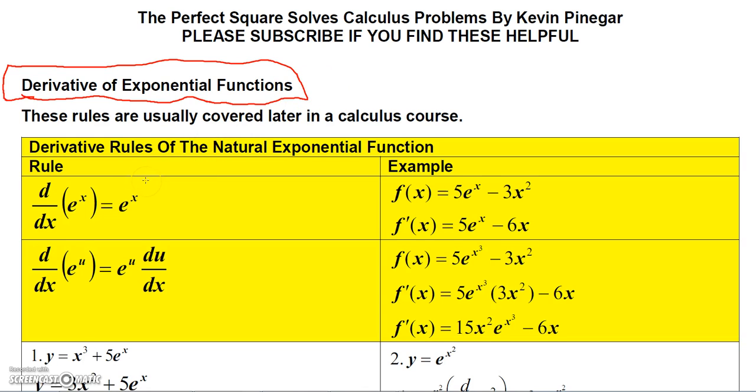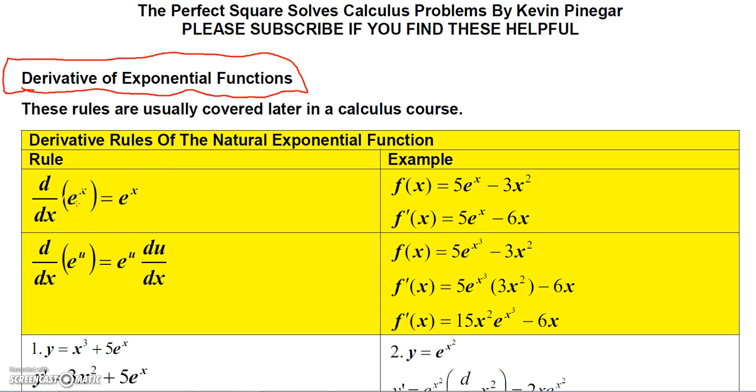Okay, so as I said earlier, in these videos I'm not showing you theory, I'm just giving you what you need to know to survive. So first of all, if you take the derivative of e to the x with respect to x, then that's always just going to equal e to the x.